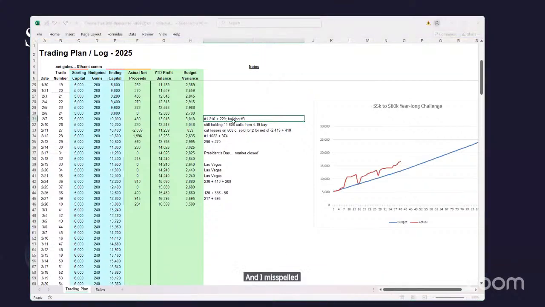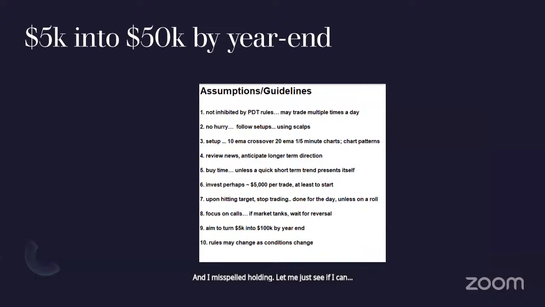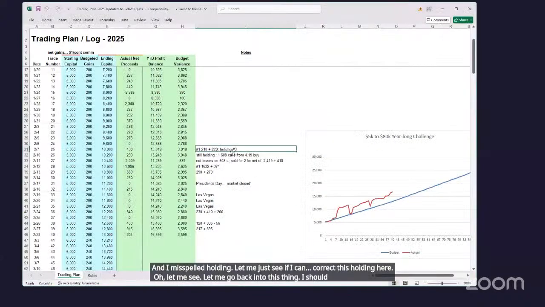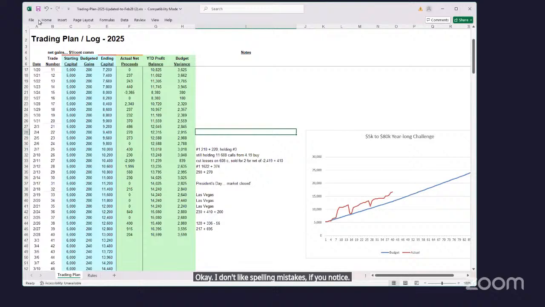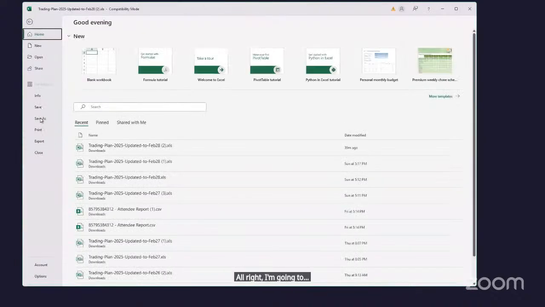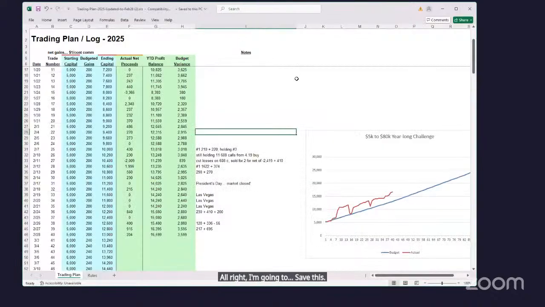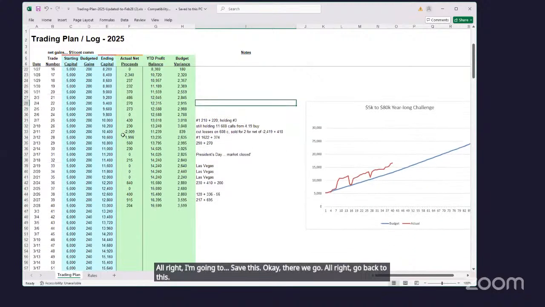Let me see if I can correct this. Let me go back into this thing. I should probably fix this at some point. I don't like spelling mistakes, if you noticed. All right, I'm going to save this. Okay, there we go. Let's go back to this. And anyway, you can see how we moved up here.